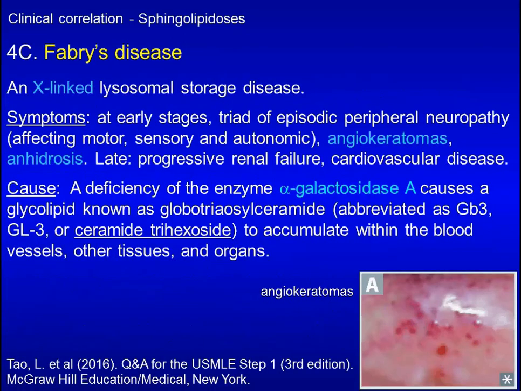Fabry's disease is an X-linked disease. It is caused by deficiency of alpha-galactosidase A. The deficiency causes buildup of globosides. Symptoms at early stages include episodic peripheral neuropathy affecting motor, sensory, and autonomic nerves, angiokeratomas with small marks of red to blue color on the skin, as shown in this picture, and hypohidrosis with no sweat. At late stages, patients may develop progressive renal failure and cardiovascular disease.